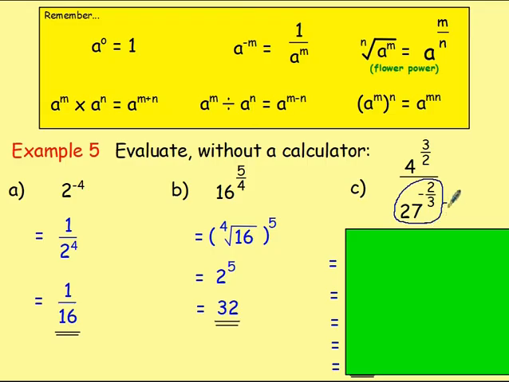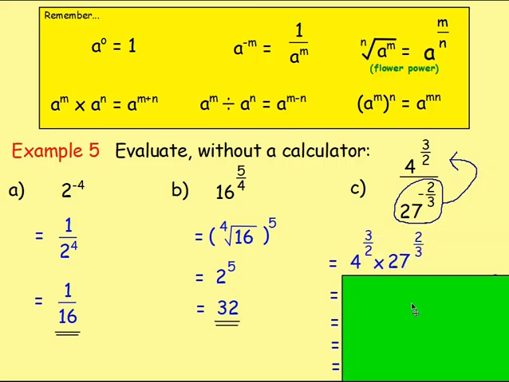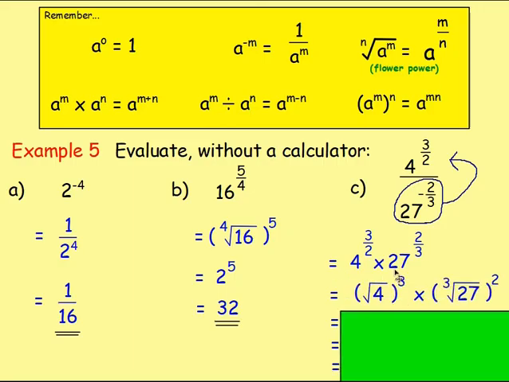Good, you can just move that from the bottom of the fraction up to the top. So leave the 4 to the power of 3 over 2 just as it is and move the 27 to the power of negative 2/3 up to the top, and when you do that the negative will become a positive. And after that we can then work out each part. So 4 to the power of 3 over 2, think flower power, on the bottom of the fraction you've got the root, so it'll be the square root, the second root of 4, and that'll be to the power of 3.